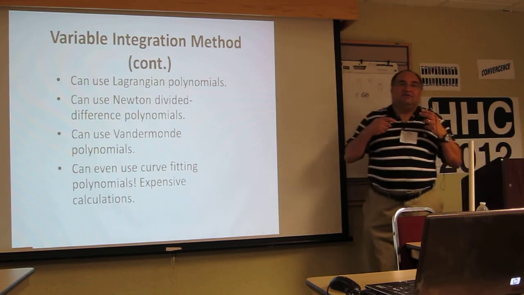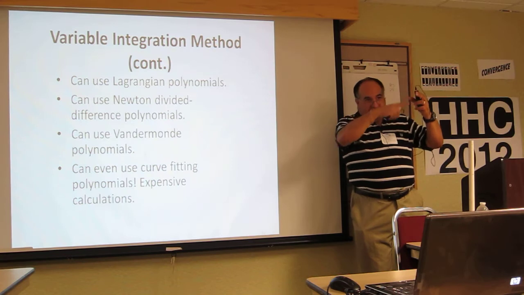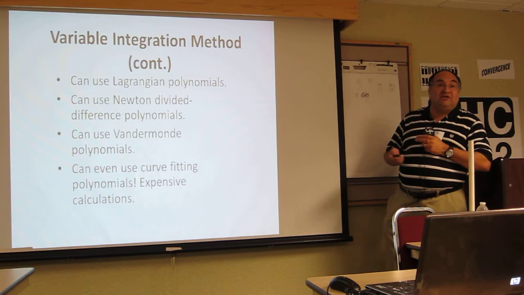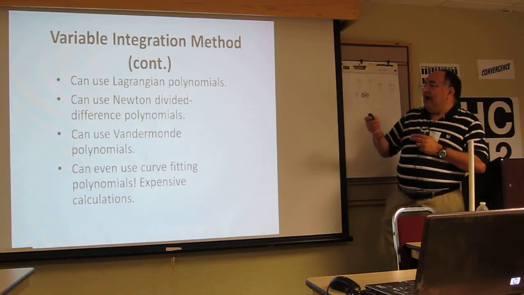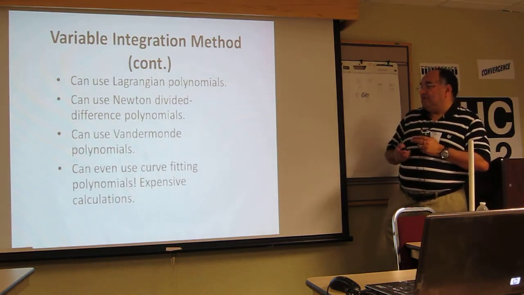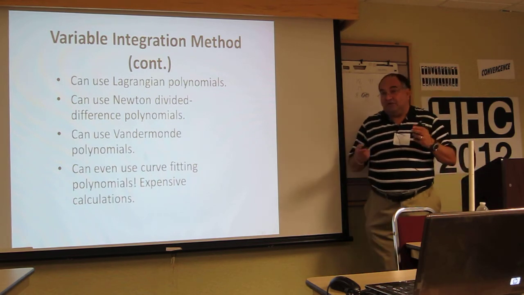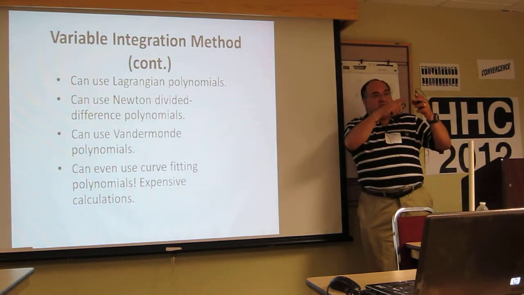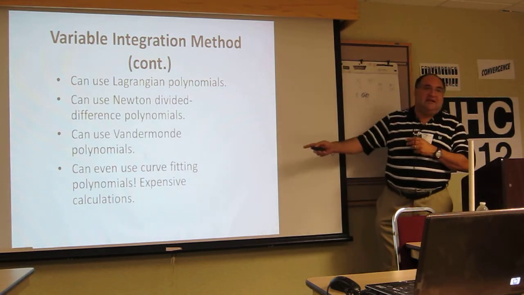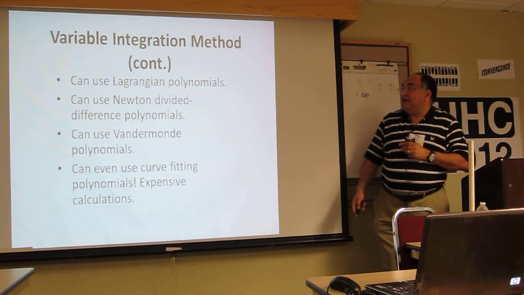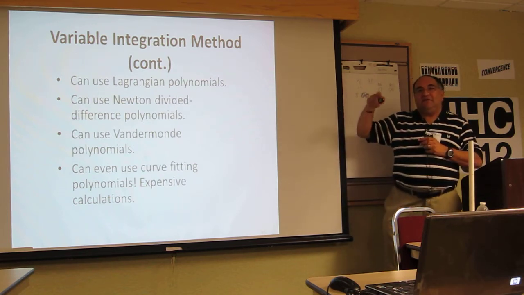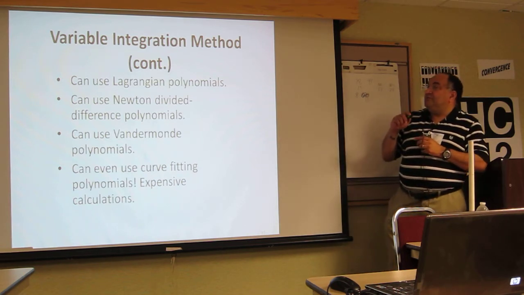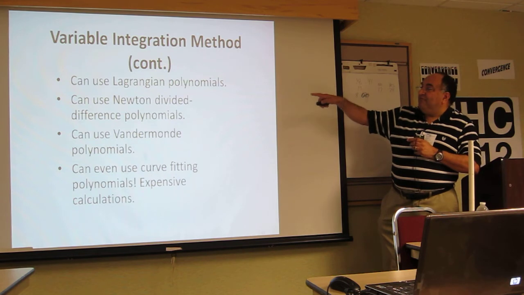Now, these interpolating polynomials, the one I'm fitting at every 3 or 4 points, where do I get them? I can use Lagrangian polynomials. I can use Newton divided difference polynomials. I can even use Vandermonde polynomials. I can even do curve fitting and get the polynomial. It would be a perfect curve fit. That's a little bit expensive on the calculation side. All these are a little bit more expensive computationally compared to traditional methods. But in the conference documentation, I'm focusing on the first two.